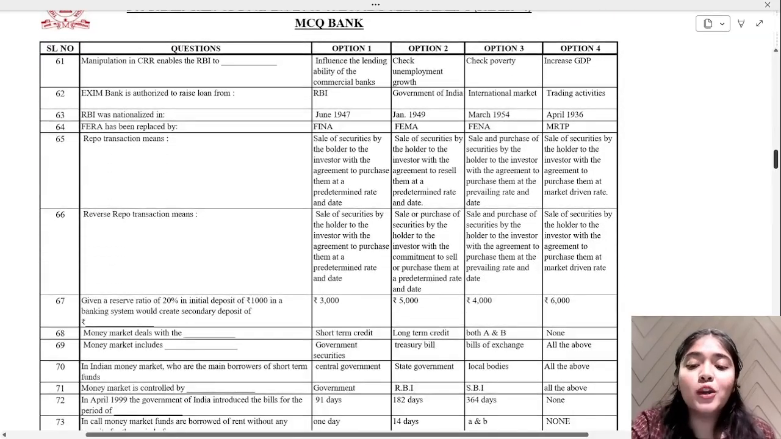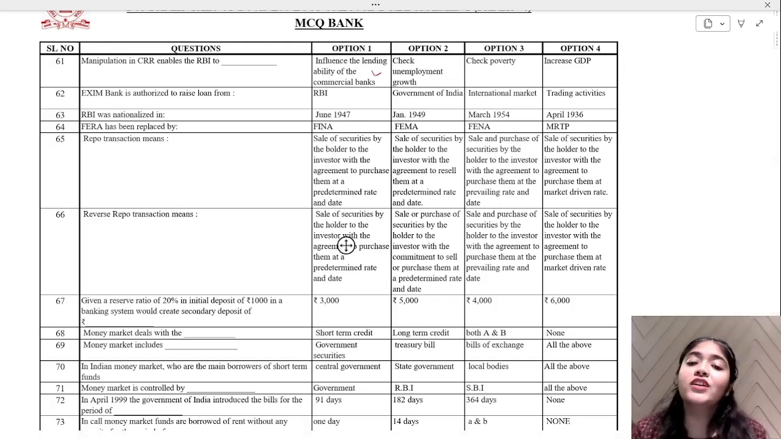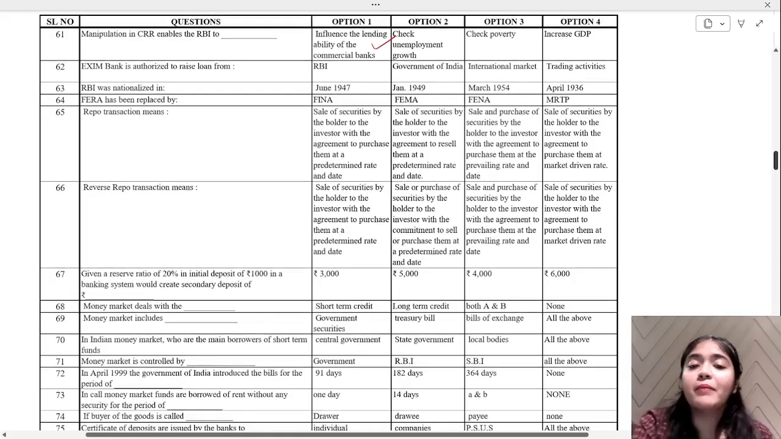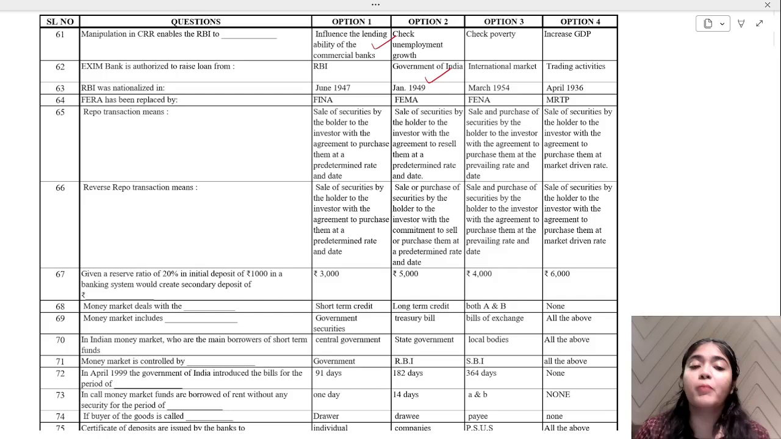Manipulation in CRR enables the RBI to influence the lending ability of commercial banks, check unemployment growth, check poverty, or increase GDP. What do you think is the correct one? Yes, that's right. Influence the lending ability of commercial banks. Now, your CRR changes, the increase or decrease, will influence the lending ability, how much they can lend and all. Exim Bank is authorized to raise loans from RBI, Government of India, international market, or trading activities. Yes, they can. They are authorized to raise loans from Government of India.